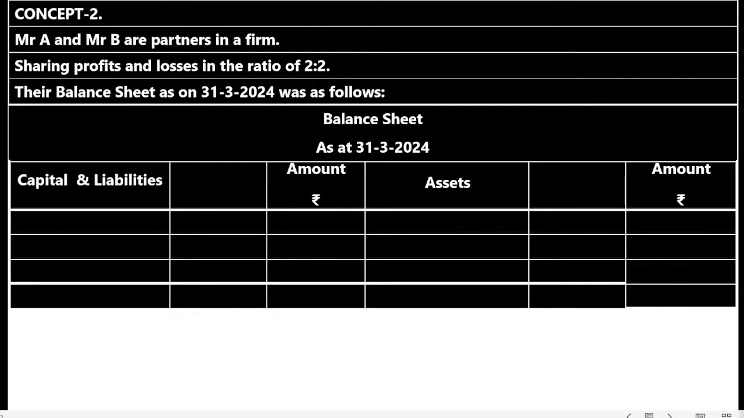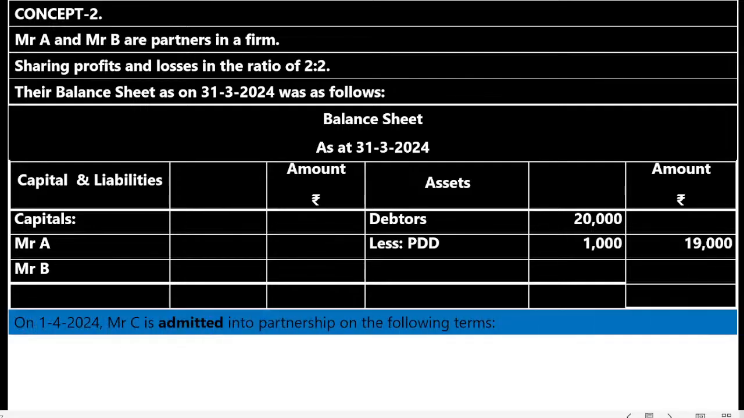Left hand side capital and liabilities, amount rupees. Right hand side assets, amount rupees. Capital and liabilities: capitals Mr. A, Mr. B. Assets: debtors 20,000 gross amount, less PDD old PDD 1,000, net amount 19,000. On 1/4/2024 Mr. C is admitted into partnership on the following terms. This question is relating to admission of a partner because the word used is admitted.